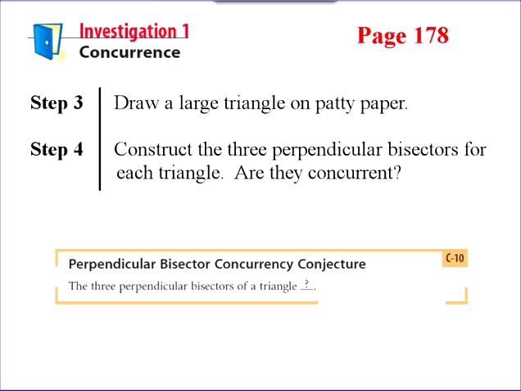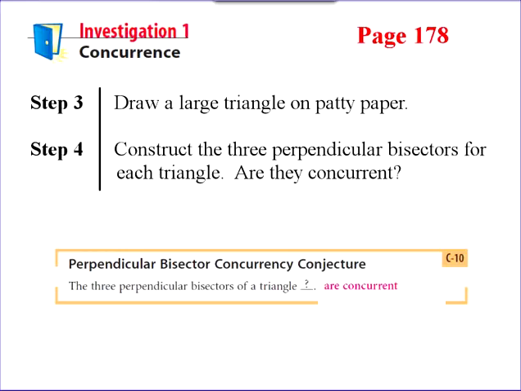So we've got another conjecture that you should be coming up with. A perpendicular bisector concurrency conjecture. What happens with the three perpendicular bisectors of a triangle? What do they do? They meet at the same point. They meet at a point as well.